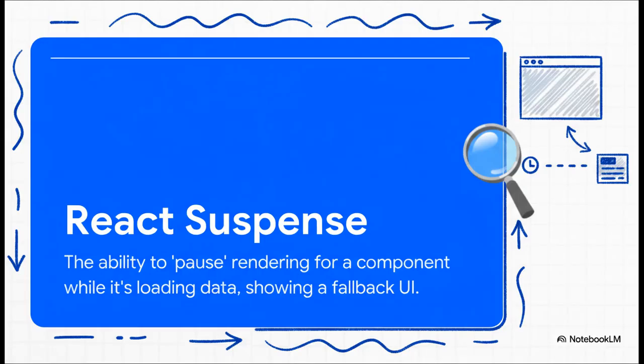So what's the magic that makes all this possible? Well, it's a core React feature called Suspense. The idea is actually pretty simple. It just gives React the power to pause rendering a component that's still waiting on data. And while it's paused, it shows a fallback UI instead. This one concept is the foundation for literally everything we're about to talk about.